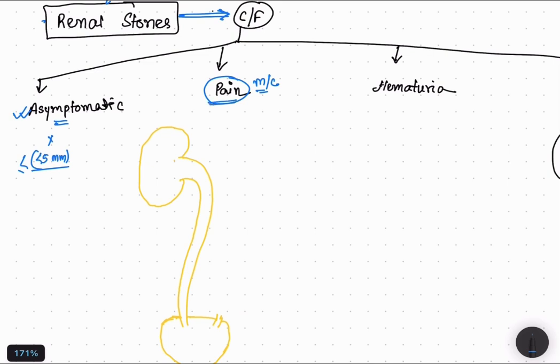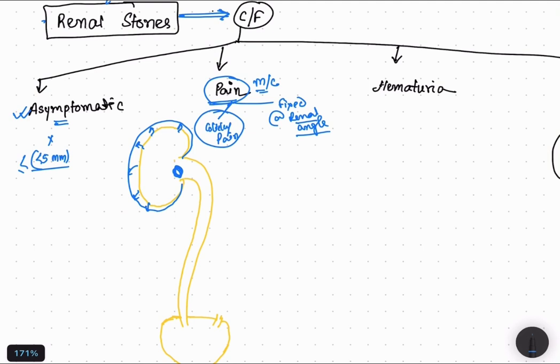Coming to the most common presentation, that is pain. This pain may be a fixed renal pain at the renal angle, and that is because of the impacted stone which is causing distal urinary flow obstruction, leading to stretching of the renal capsule. The renal capsule is stretched, and that is what gives a fixed pain at the renal angle. But most commonly what we get is a colicky pain. Depending on the location of the stone, the pain will be localized to the renal angle or it will be a referred pain to another region.